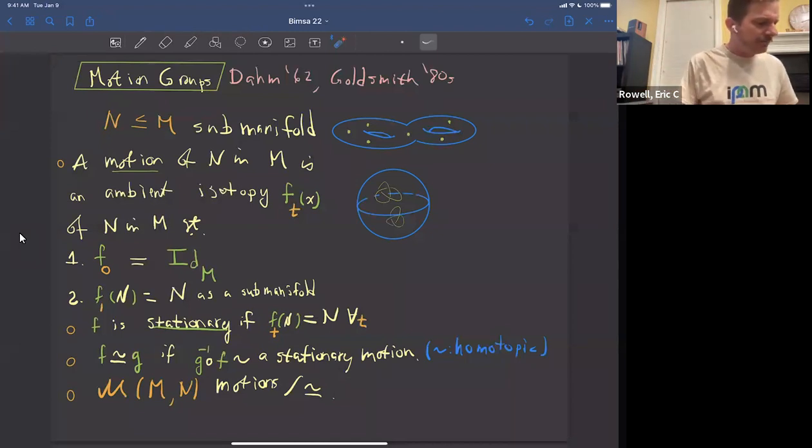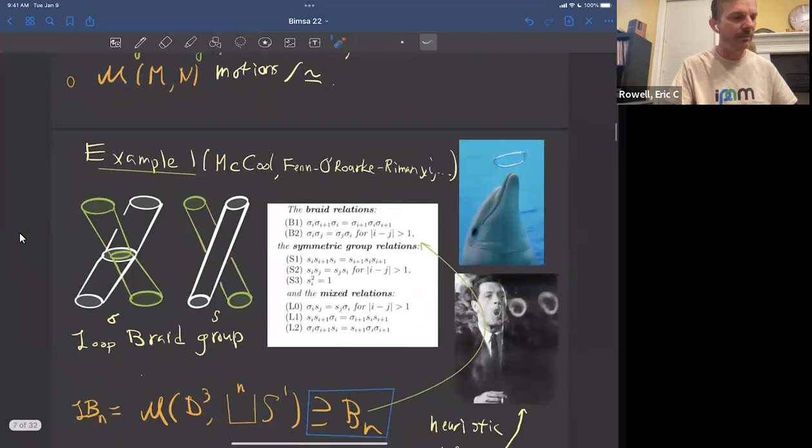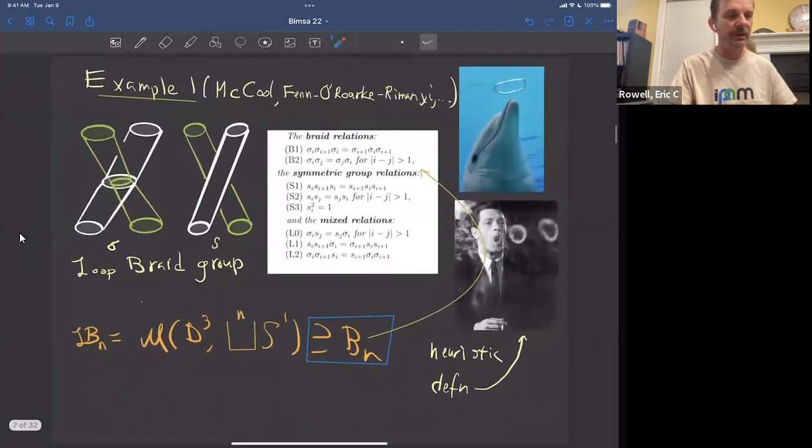Okay. And then we say two of these motions are equivalent if one followed by the inverse of the other is a stationary motion. So that gives you an equivalence relation. And so then the motion group is the group of motions modulo this relation. Okay. I'm going to give you a nice example, and it'll be the only example I'm really going to worry about today.